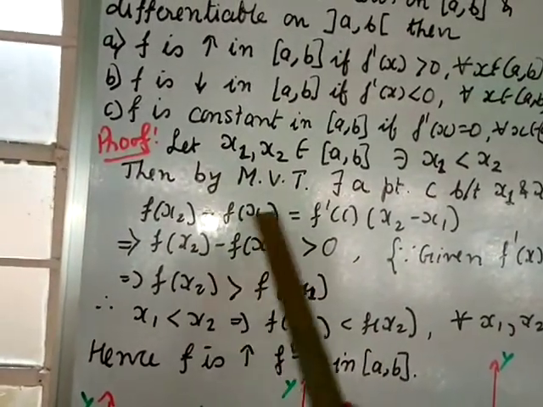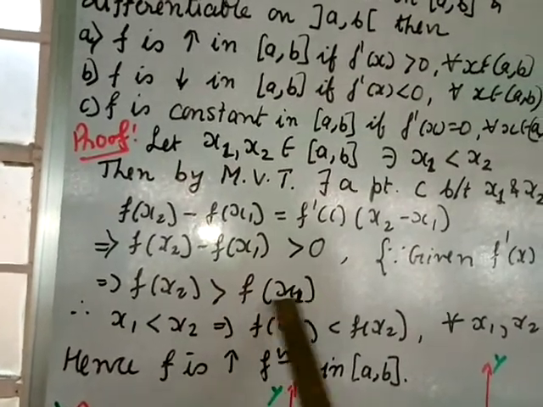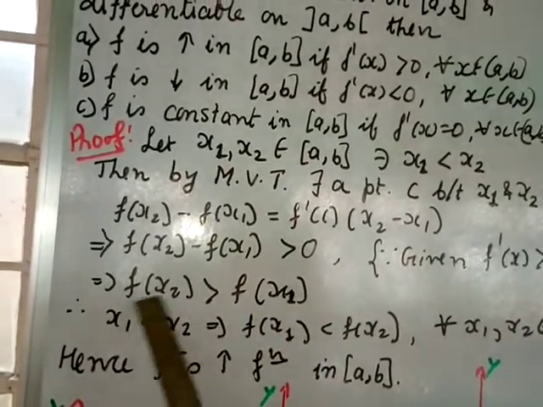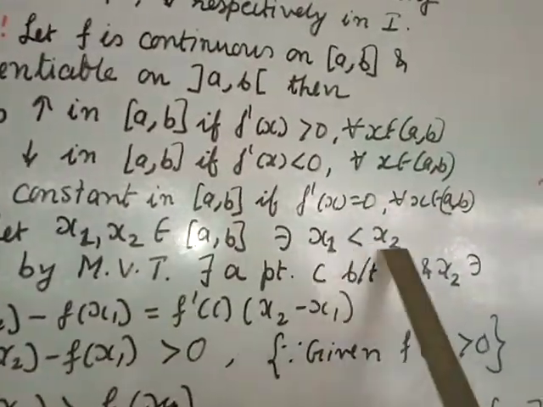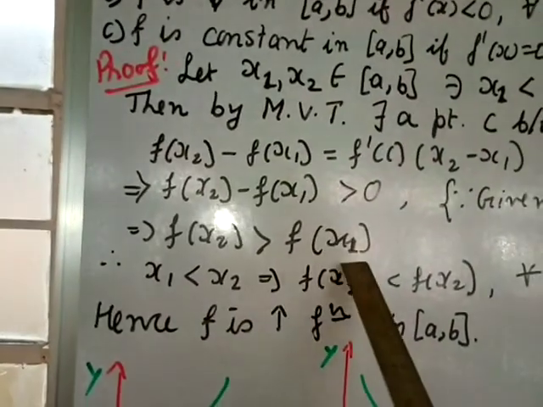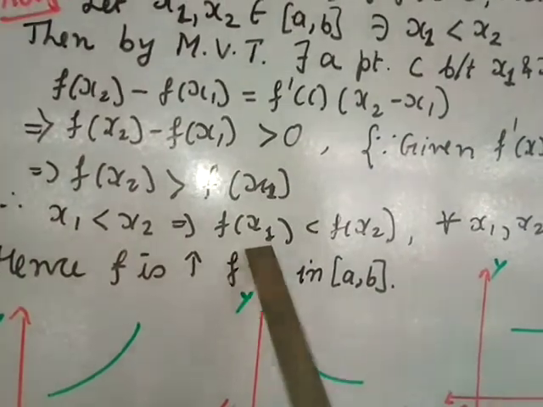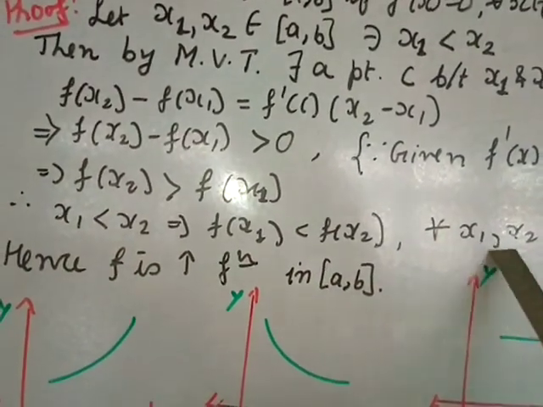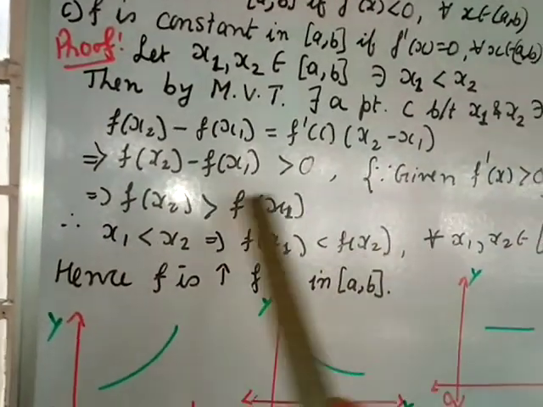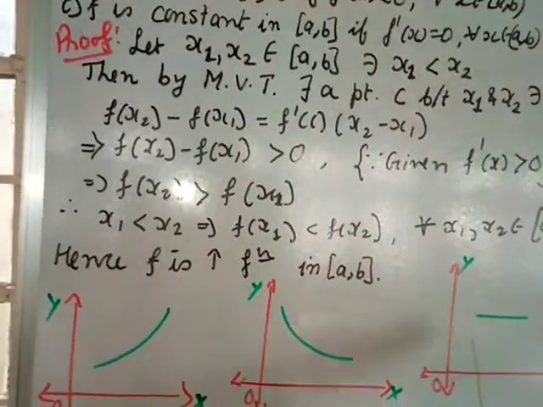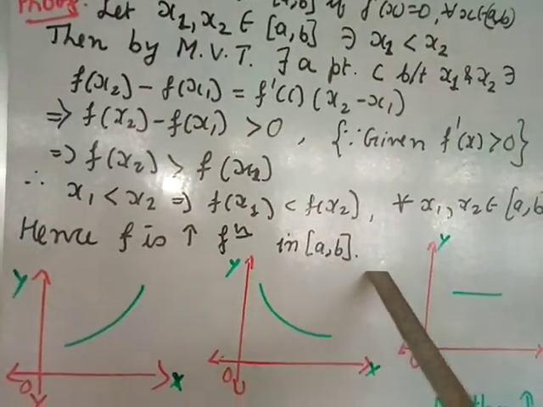Now just transfer this negative part here. So f of x1 you transfer, the negative becomes positive, and if you write from here, f of x1 is less than f of x2. So what we have found is that we started with x1 less than x2 and we have proved that f of x1 is less than f of x2. Therefore x1 less than x2 implies f of x1 less than f of x2 for all x1, x2 belongs to closed interval AB. This is the definition of an increasing function. So we can say f is an increasing function in closed interval AB. That is the proof.